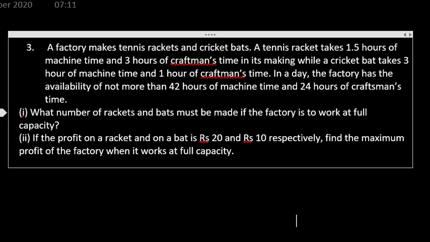What number of rackets and bats must be made if the factory is to work at full capacity? To work at full capacity means to make the maximum number of items, to utilize time properly. And second, we have been given some profit, and based on that profit on racket and bat, I have to find the maximum profit that we get.